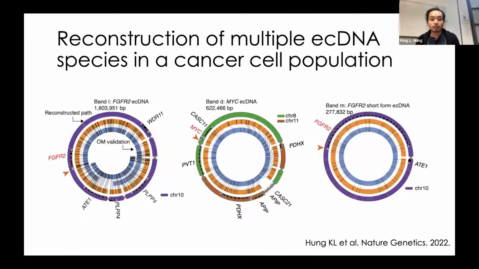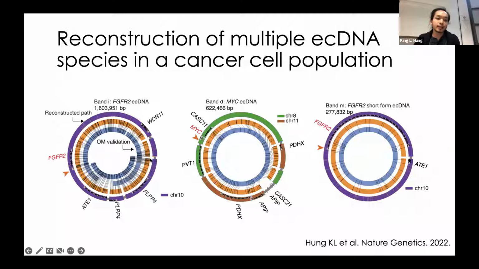And we're also able to isolate different types of ecDNA species because we're using gel electrophoresis, which can separate molecules that are different sizes. We can then reconstruct all of these different ecDNA species using sequencing data. So here are examples of 3 different ecDNA structures that actually coexist in the same cancer cell population.